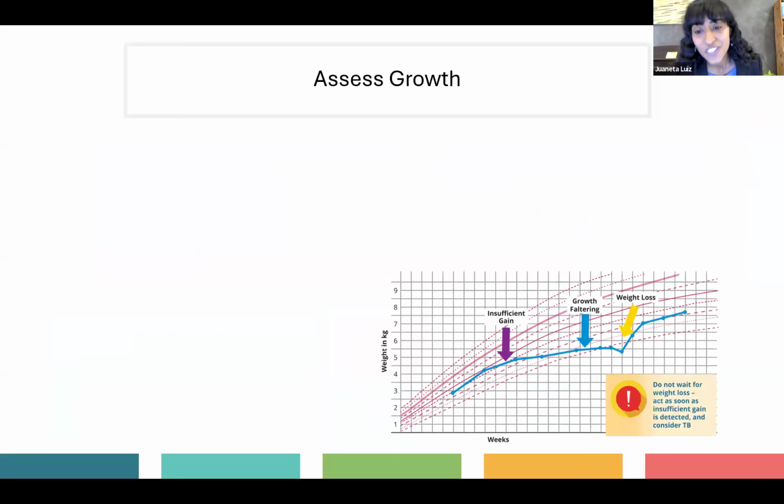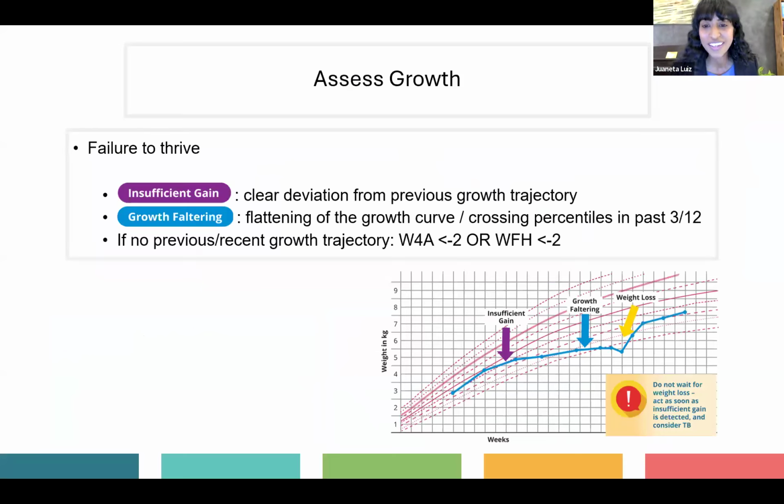Okay, and then I'll just mention growth because it's one of the most important things when you're assessing a child. So your child may start off with insufficient weight gain going to growth faltering before they start losing weight. And we really want to pick them up early where there's insufficient weight gain. So this is based on the WHO definition for failure to thrive. Insufficient weight gain is defined as a clear deviation from the previous growth trajectory. So it's just going off.